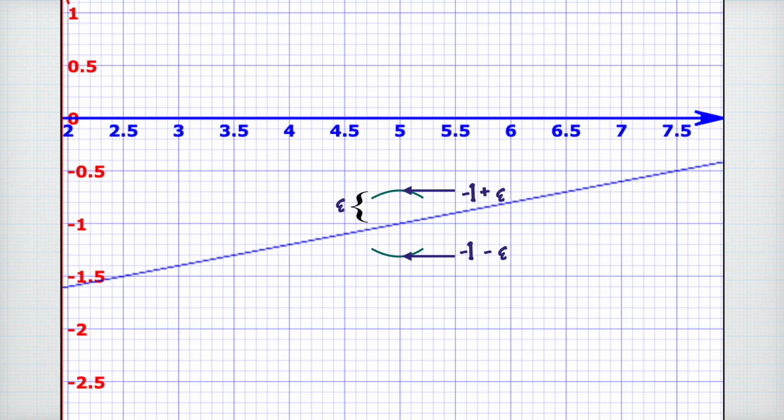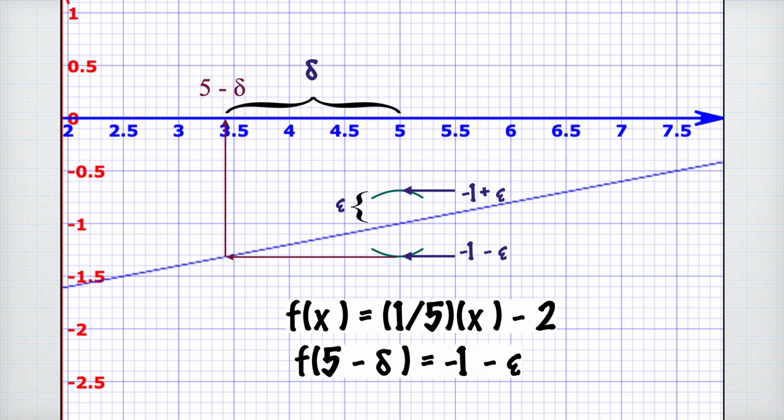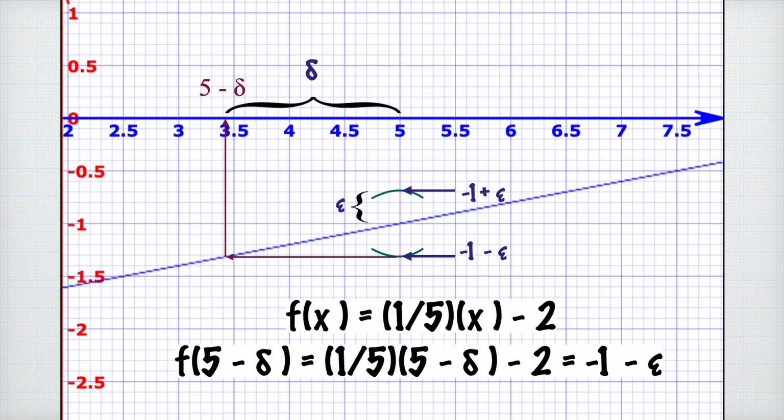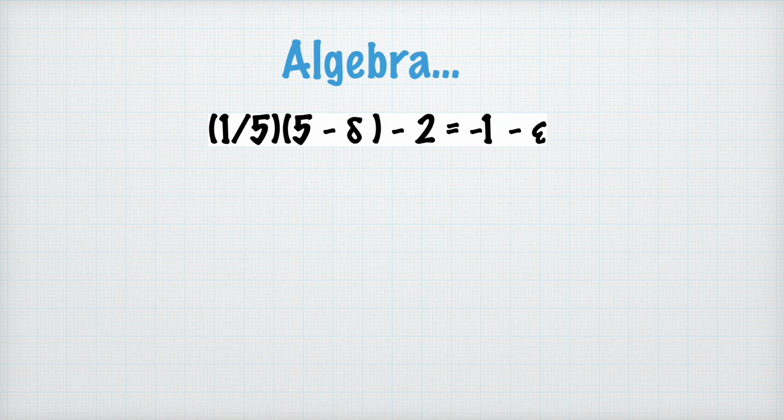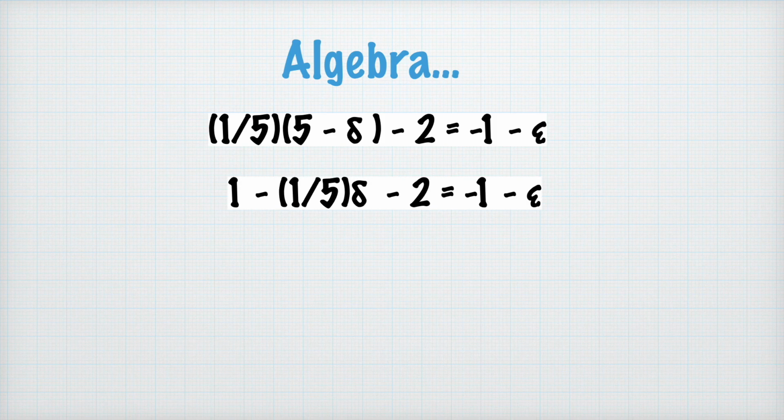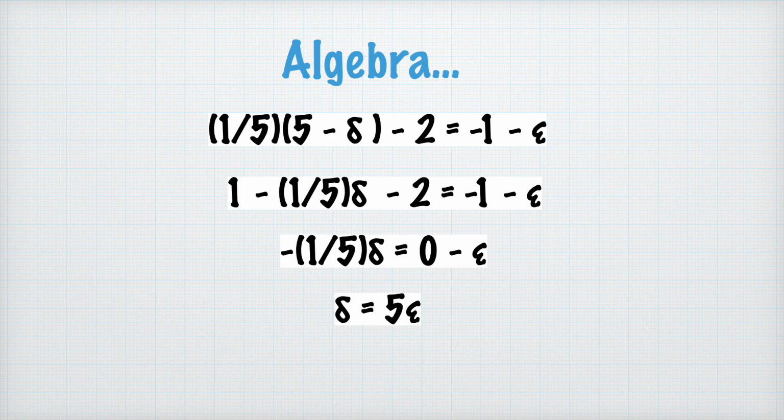Now we could do this for the other side as well. That is, for -1 minus epsilon. So the x value would be 5 minus delta. And when we put that into the function, that would be equal to the lower bounds in this case, -1 minus epsilon. So putting that into the equation, this is what we need to solve. Let's solve it. Again, same thing, except we have a minus instead of a plus. So we have a -1/5 delta equals 0 minus epsilon. Oh, but we have a minus epsilon, so we're going to get that delta equals 5 epsilon. And we see that it's the same as before.